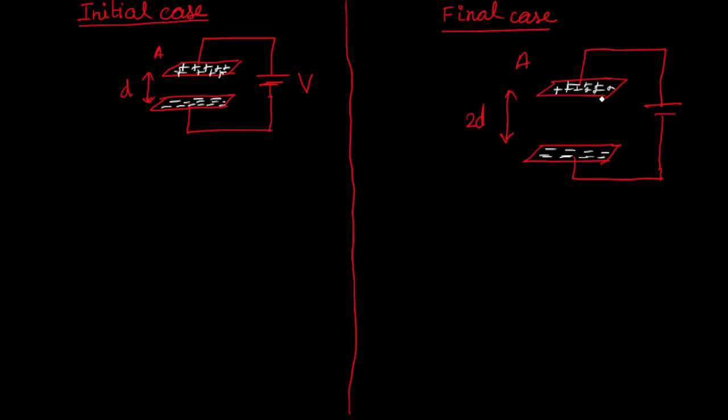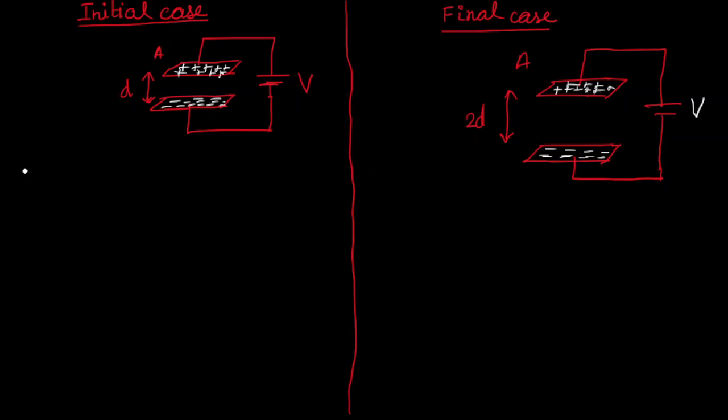So the battery is still connected to the capacitor, and we have increased the space between the two parallel plates from D to 2D. So in this situation, in both the initial case and the final case, the voltage across the capacitor will always remain the same, and that voltage will be V. Okay, that voltage will be V. So let me write a few other parameters related to the capacitor, and let's see how they change in the initial case and final case.